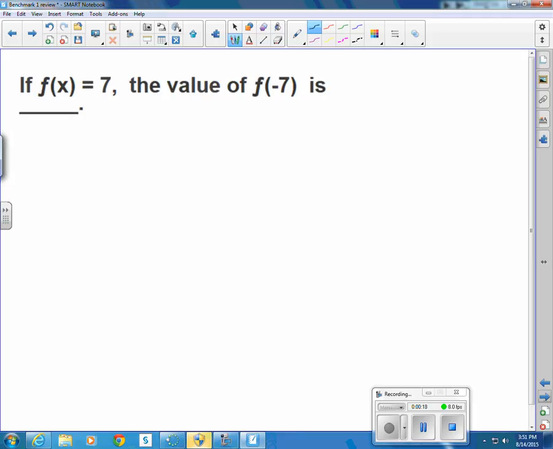If f of x equals 7, so whatever value I put in for x, I get out a 7. What is the value of f of negative 7? Well, that would be 7. Doesn't matter what value x is, the function evaluates to 7.